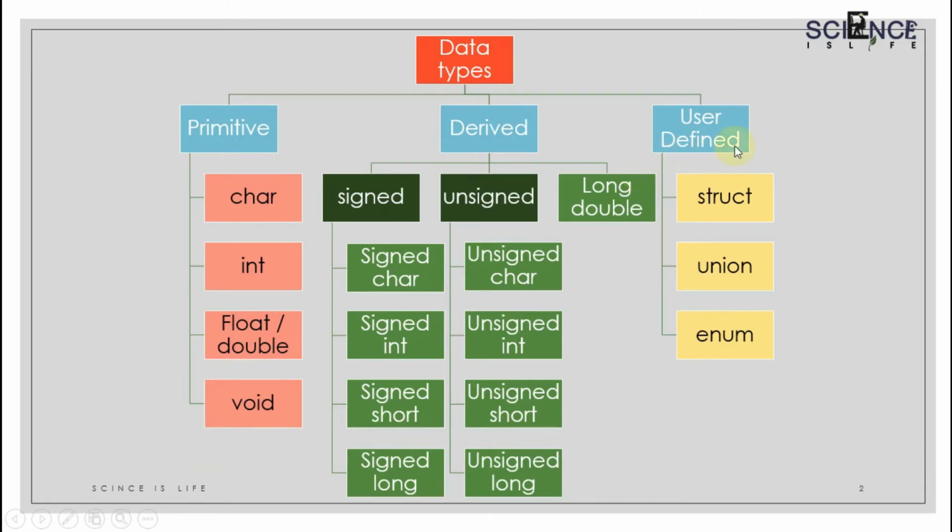Also there is a separate data type called user defined. These are struct, union, and enum. I will do separate videos for these three topics. So today we hope to talk about the primitive and derived data types.